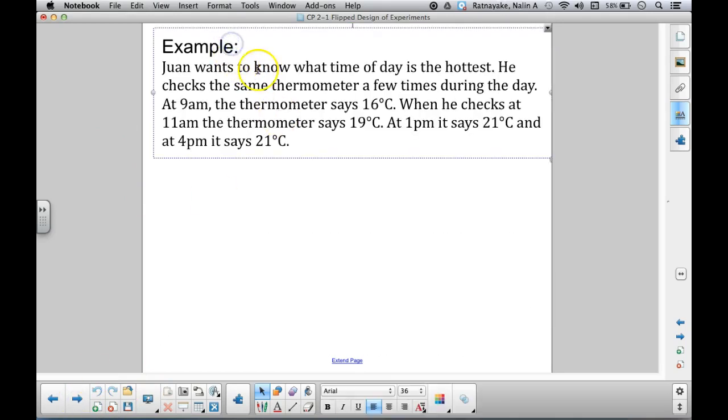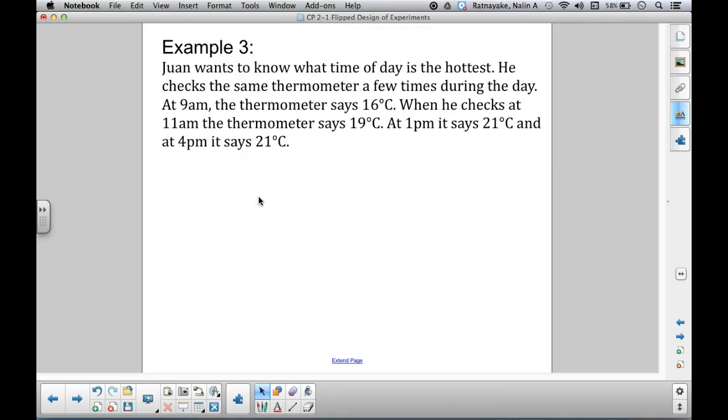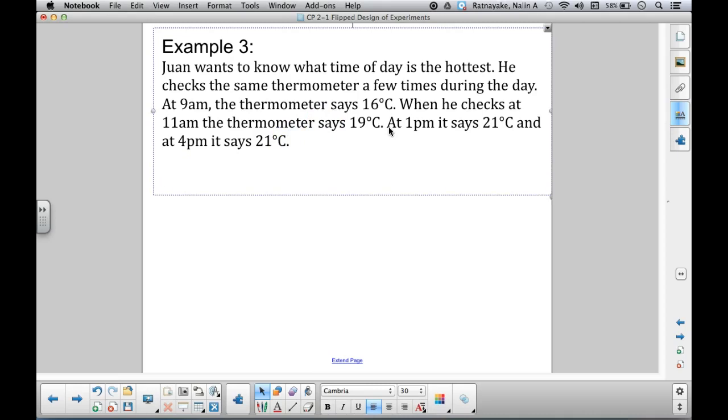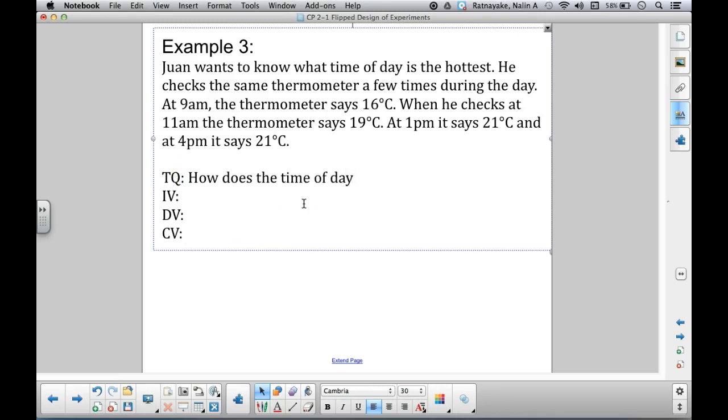Here's example 3. Oops, up here, example 3. Same thing. You're going to read through the example. You're going to consider what we're actually trying to find out. Formulate a testable question. Identify the independent variable, dependent variable, and any potential control variables that you can think of. Pause the video now and try this example. Okay, let's see how you did. Juan wants to know what time of day is the hottest. He's checking his thermometer several times during the day, and he gets various results. Our testable question here is, how does the time of day affect the temperature?